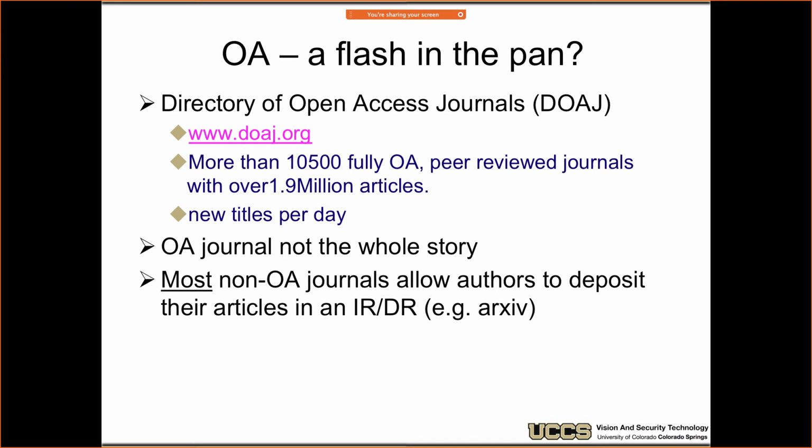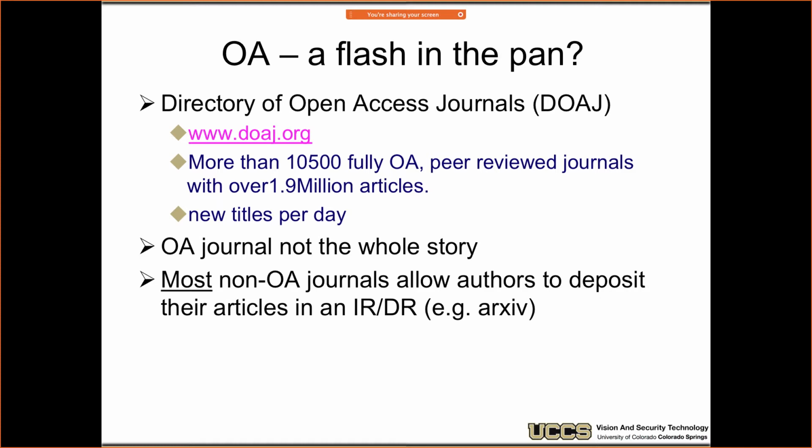So is open access a flash in the pan? Probably less interesting now to ask this question than it was a decade ago when I first started this class. But there's a whole bunch of places. There's more than 10,000. In fact, I should have updated this number. There's more than 15,000, not 1050, it's 1500, fully open access peer-reviewed journals, and probably more like 5 million articles. I don't know these, but they're pretty old. Obviously, new titles come out every day with that many things. Open access journal is not the whole story.